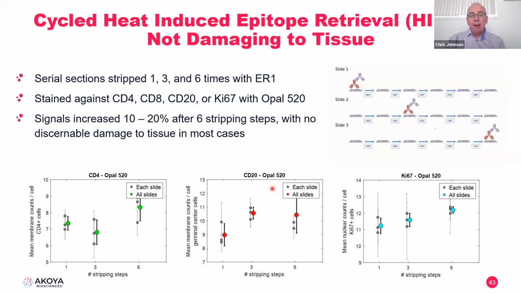Some antibodies, some sites need more cycles to reveal themselves, to retrieve the activity from them. So in this case, for instance, Ki67 based on 520, we can see that after 6 cycles, we see an increase in the intensity count. So this particular site has improved with that.